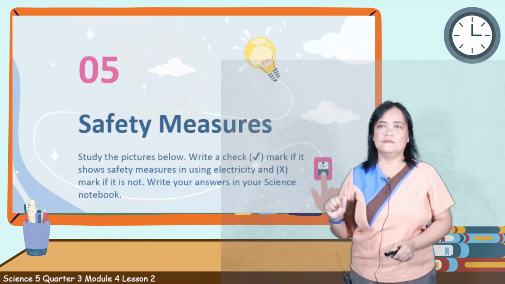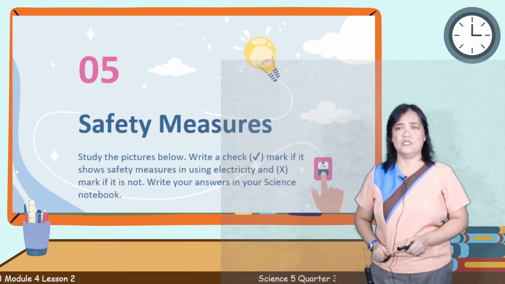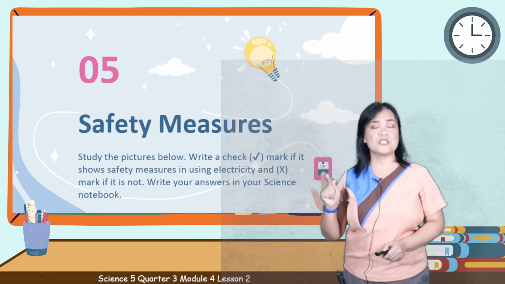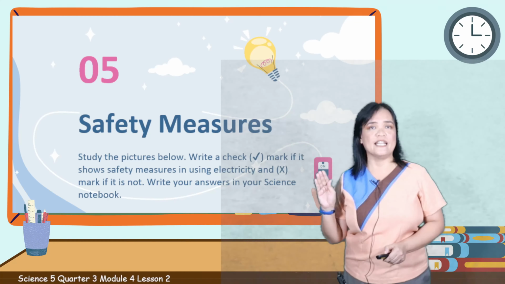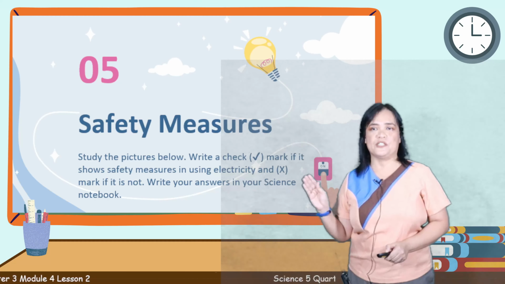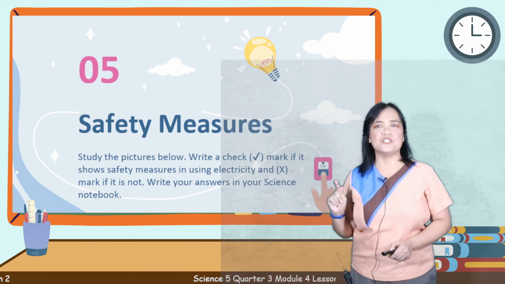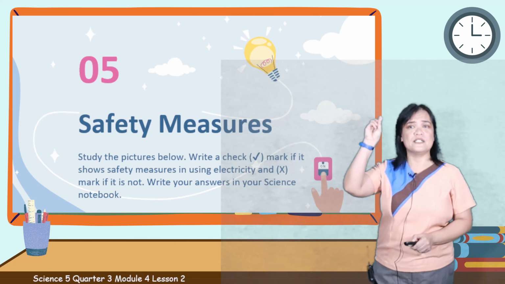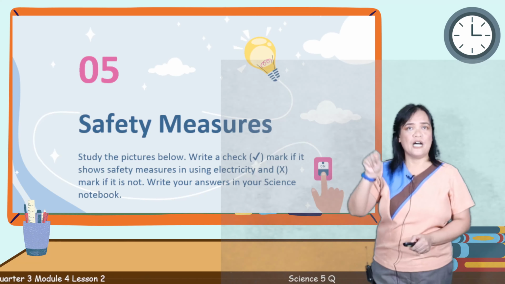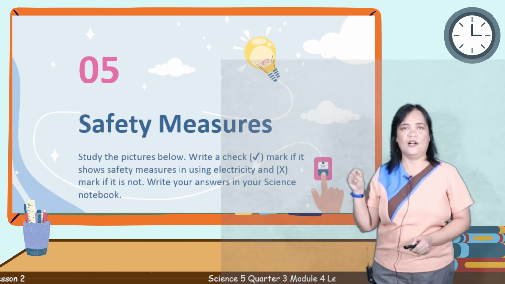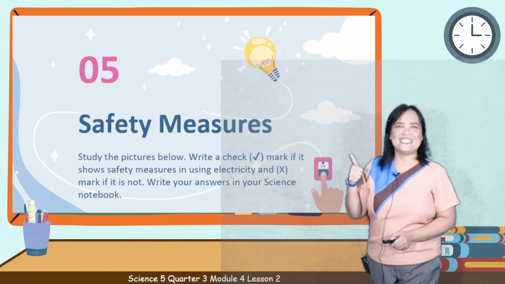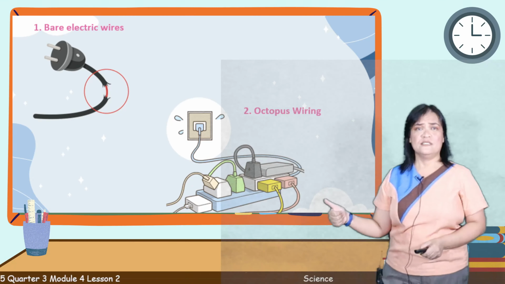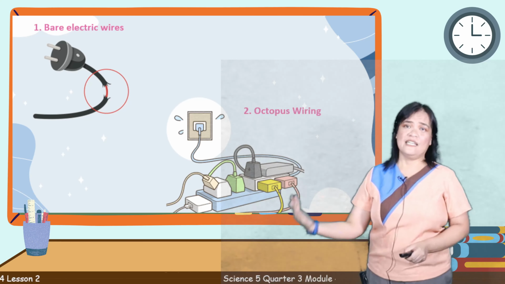Okay. Now, safety measures. We study the pictures. Check mark if it shows safety measures in using electricity, and X mark if it does not. Write your answer in your science notebook. So you have to check if it is a safety measure, and X if it is not. Okay, ready? I know you're ready. Okay, this is number 1. You look at the picture. Is that safe or not? And number 2 also.